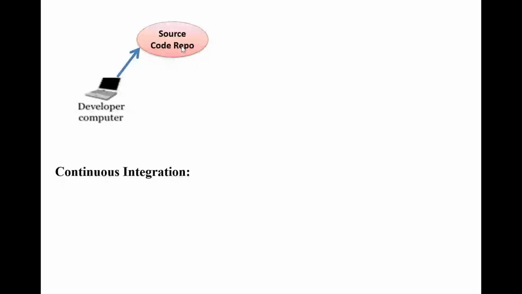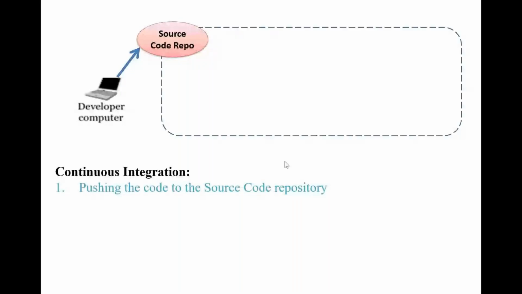Any code that is updated here means a developer from his local system is updating the project's central repository. Immediately we need to start checking the code quality and code errors, right? So whenever any developer pushes code to the source code repository, we are going to define the pipeline, and we are going to work on this pipeline.